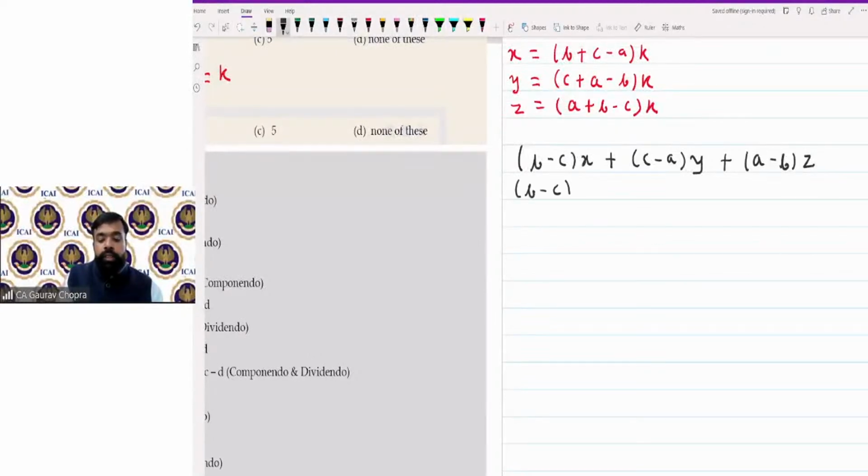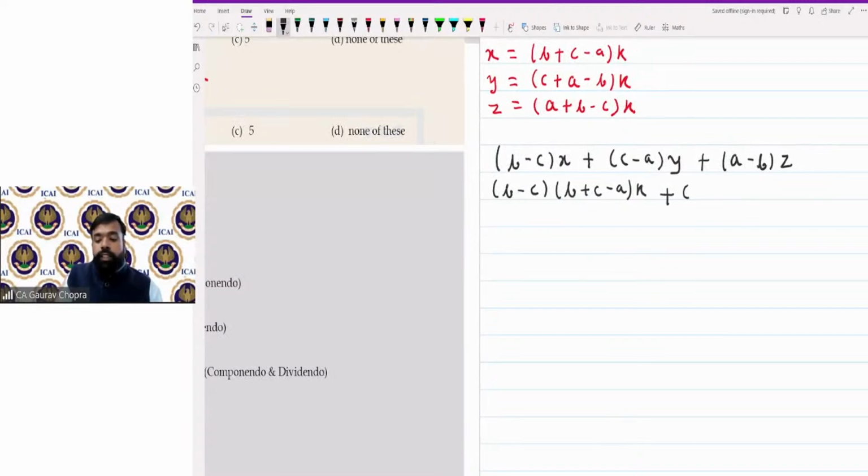So b minus c. Now, what is the value of x? b plus c minus a into k. Plus c minus a as it is. Substitute the value of y: c plus a minus b into k. Then again plus a minus b as it is. Value of z is a plus b minus c into k.